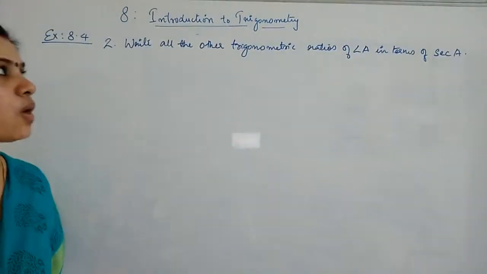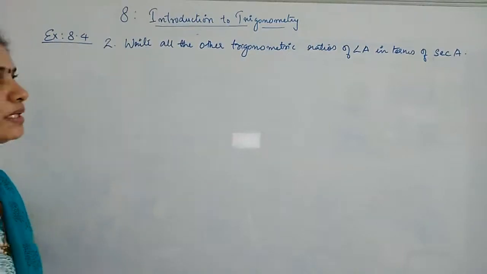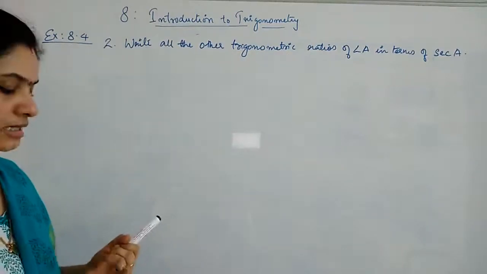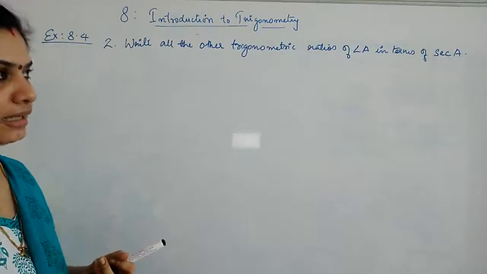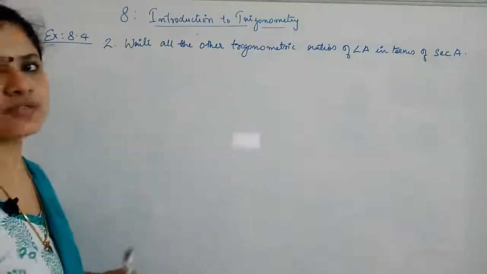Question number 2 is write all the other trigonometric ratios of angle A in terms of sec A. That means you have to find out which all: sin A, cos A, tan A, sec A is given, cosec A and cot A, and all these in terms of sec A you have to get.